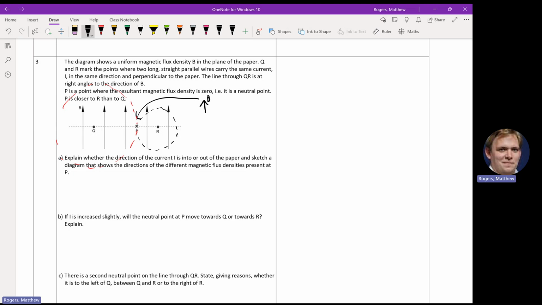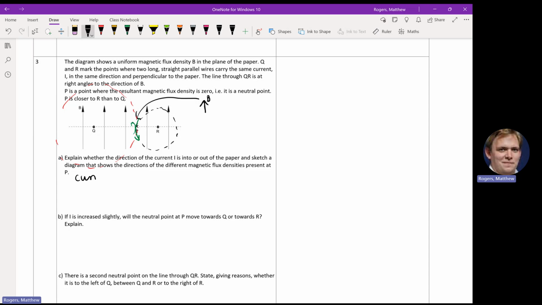So we want the combined effect of Q and R's magnetic fields to be downwards to counteract this. And therefore, we definitely want R's to be downwards at this point in space. Remember, R's magnetic field is going to be bigger than Q's. If R's is downwards, Q has to be upwards, but Q is going to be smaller than R. So R's one is going to give us a downwards term to counteract the external magnetic field. Now, using the right-hand grip rule to get R's magnetic field to be anti-clockwise, we need the current to be going up out of the plane of the paper.